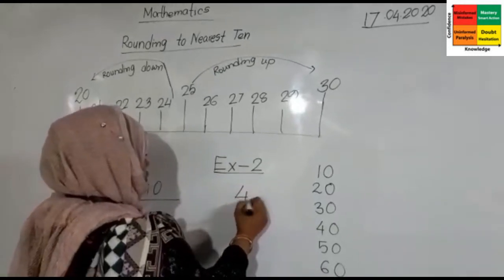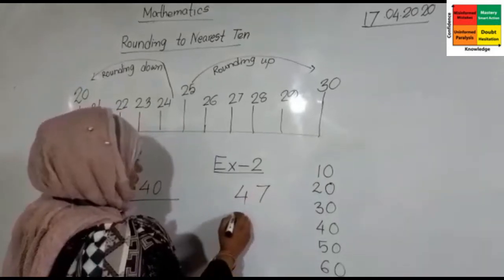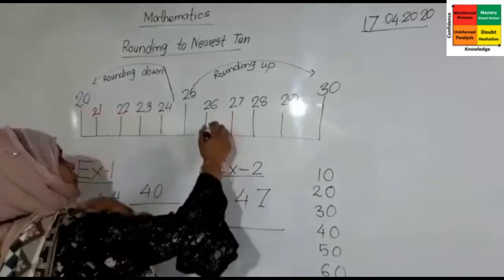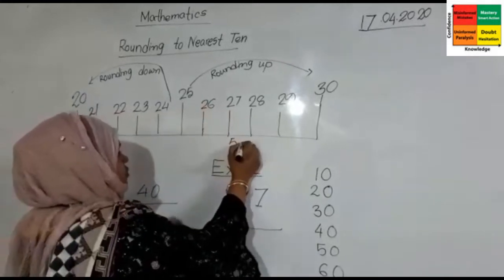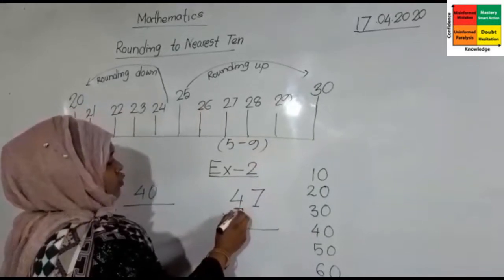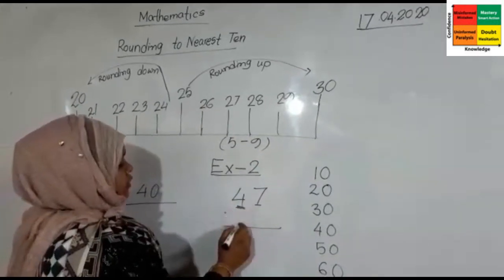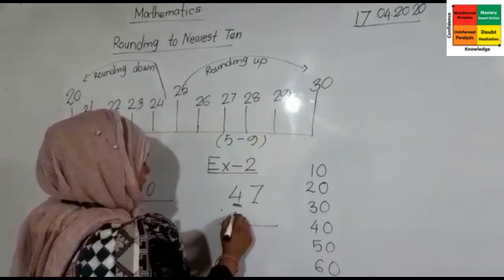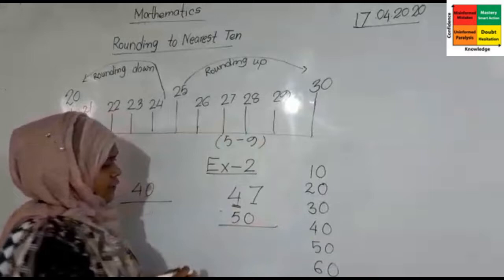But in 47, you can see this 7 comes from 5 to 9. So this 10 will change and one more will be added to this 10. It will go to the next 10. So it's 4 tens and now it will be 5 tens, 50.